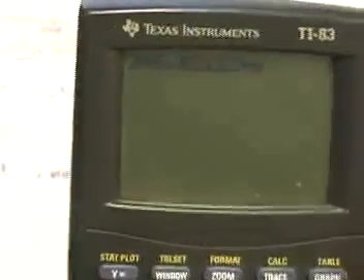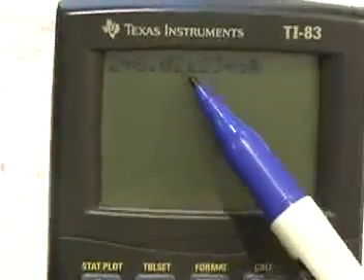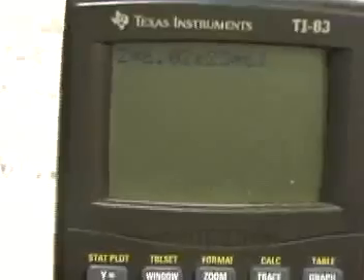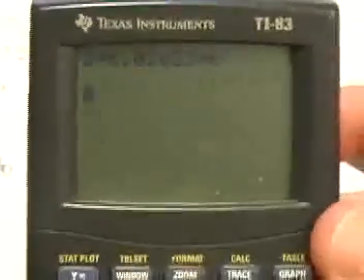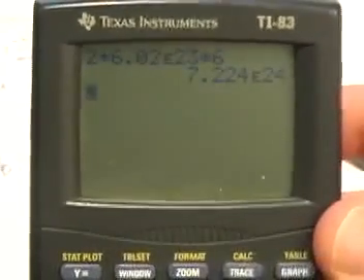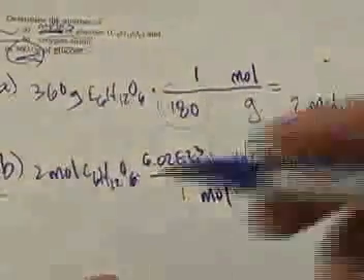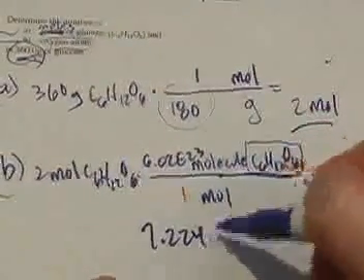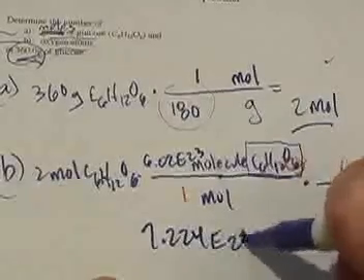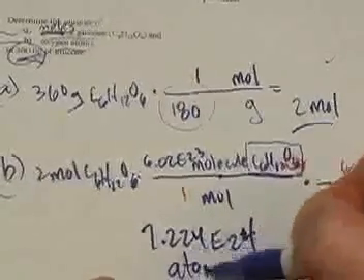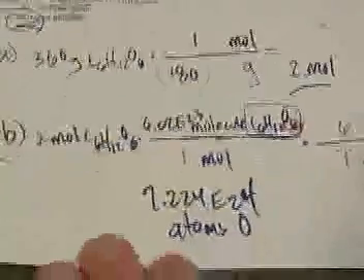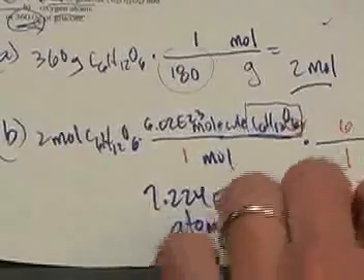So see how I used the enter exponent key right here, the E key, to take care of the times 10 to the 23rd. When I enter that, I get 7.224 times 10 to the 24th, and that would be atoms of oxygen.